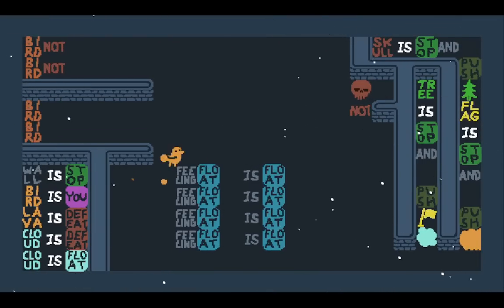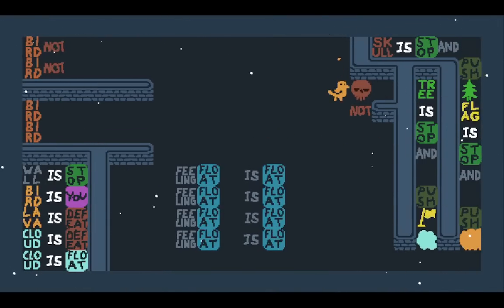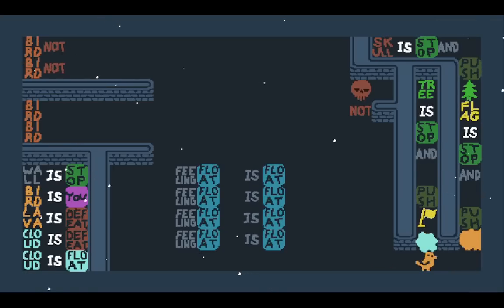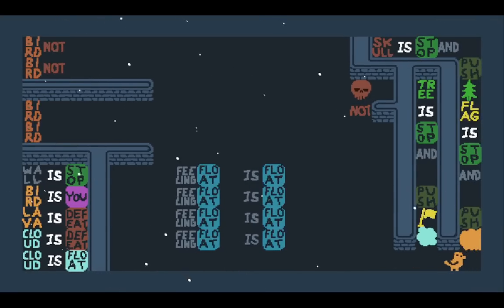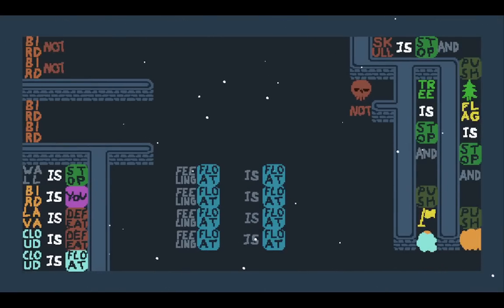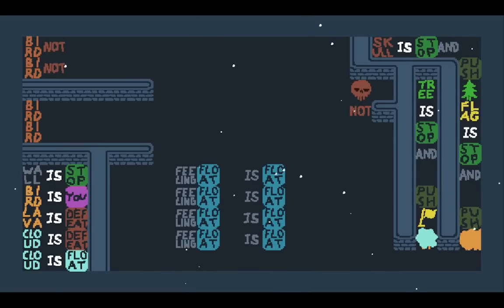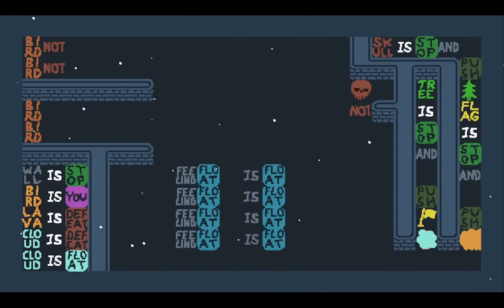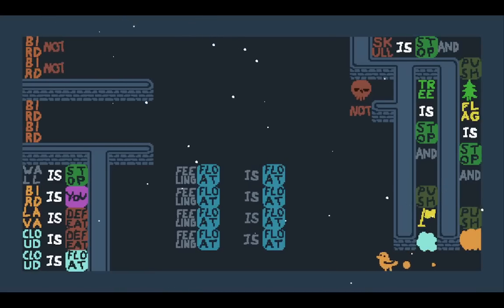Oh my, there's so much float. What is going on here? Skull is stopped currently, and... Okay, lava dies. The cloud is fine, but it's floating over us. But cloud is also defeat. Is this a level where you try to cause a lot of nonsense? How does that cause infinite loop?